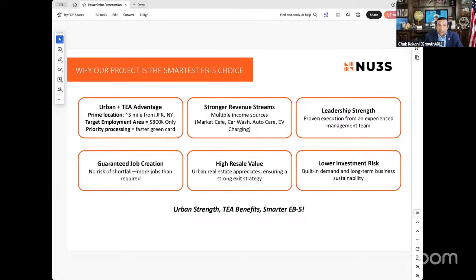Now, why is our project an advantage and one of the very smartest choices? By the way, remember EB-5 has 2 main categories. One is called urban, one is called rural. And rural projects are given priority over urban projects, right? In the new EB-5 law, the RIA of 2022. But there's an exception. Urban projects which fall under a target employment area, where unemployment is higher than the national average, will have the same status as a rural project.